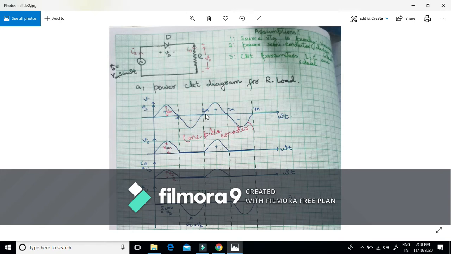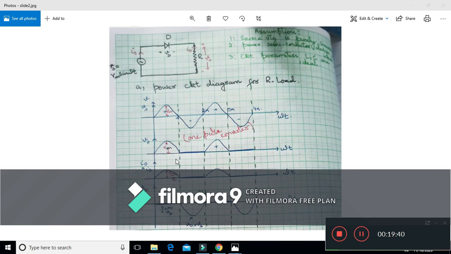From pi to 2 pi it's reverse biased. Now another one is the extinction angle. What is the extinction angle? It's basically the angle up to which we are getting current. Here we are getting current up to pi. So this extinction angle, from 0 to pi, is represented by beta, and in this case it's equal to pi.